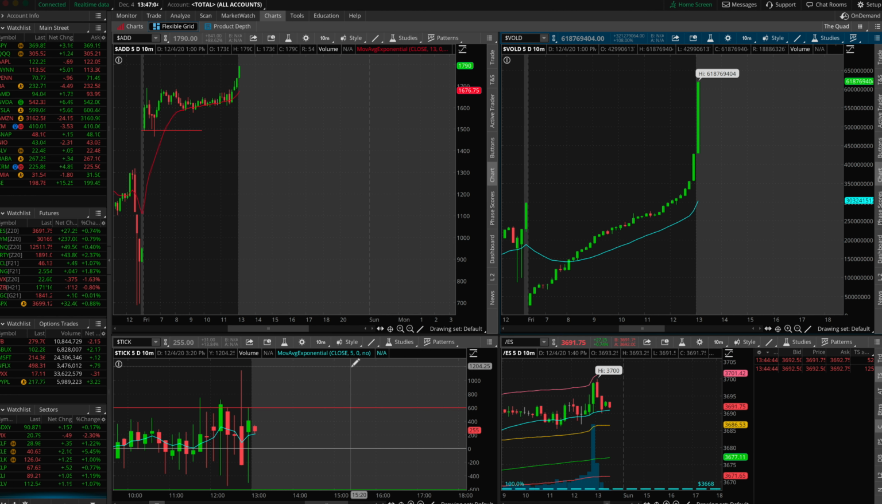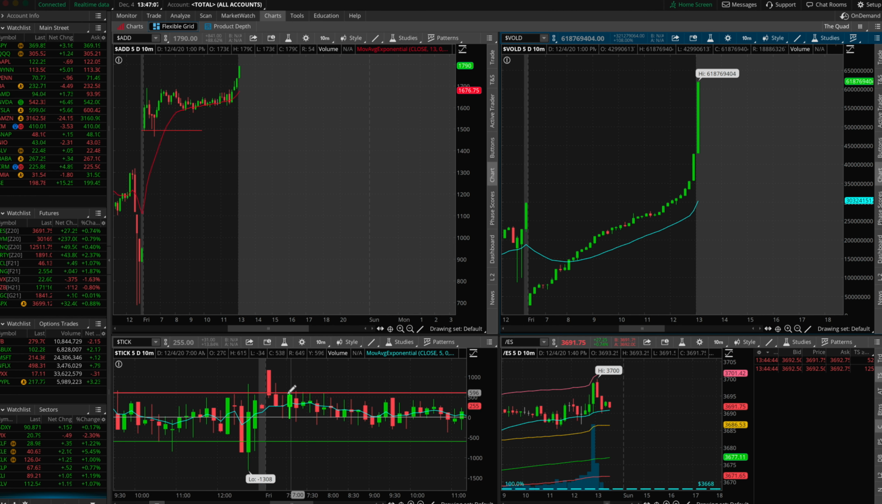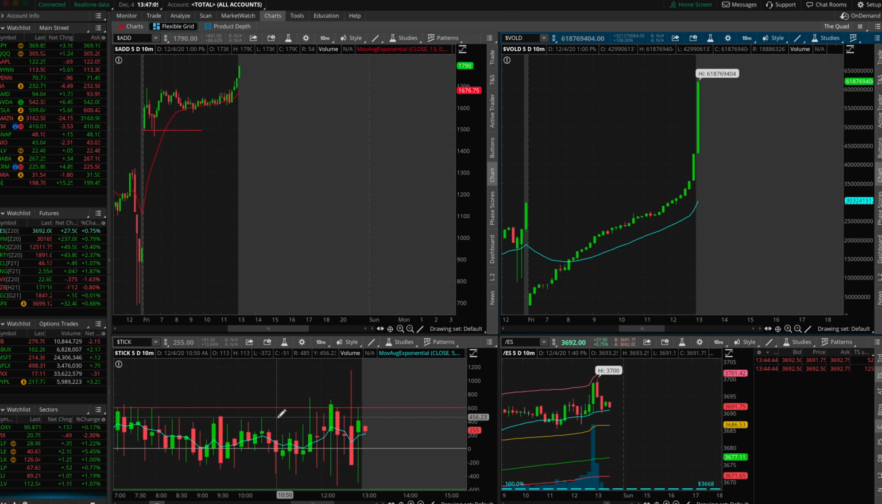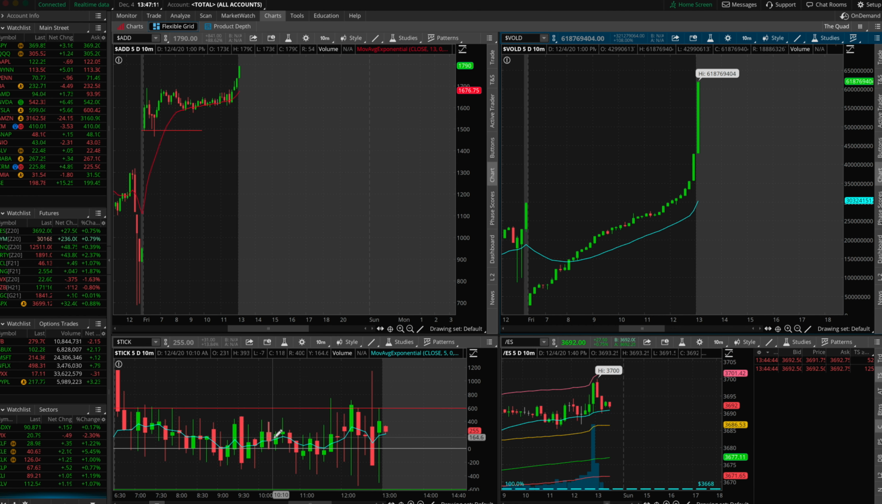VOLD's melting up. Tick is something you can use intraday. If I'm scalping a position, let's say I have calls or I'm long, and I see tick pushing up hard like this, it keeps me in my position a little longer because we have a lot of buying pressure pushing everything up.